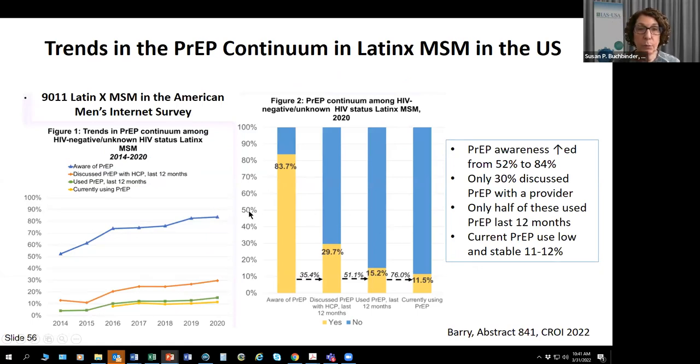These are some data on trends in the PrEP continuum in Latinx men who have sex with men in the United States from 2014 to 2020. These data come from the American Men's Internet Survey, with over 9,000 Latinx men who have sex with men. The blue line is awareness of PrEP, and that went from 52% to 84%. But in 2020, only 30% had discussed PrEP with a provider, and only half of these used PrEP in the last 12 months, and current PrEP use has been very low and stable at 11 to 12%. So it's great that we're getting increased knowledge of PrEP, but if providers aren't at least discussing and offering PrEP, then we're going to be underutilizing PrEP.